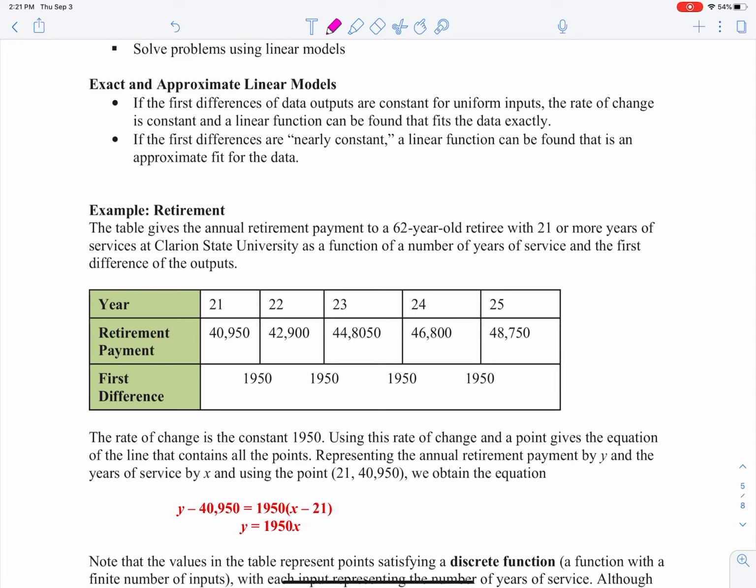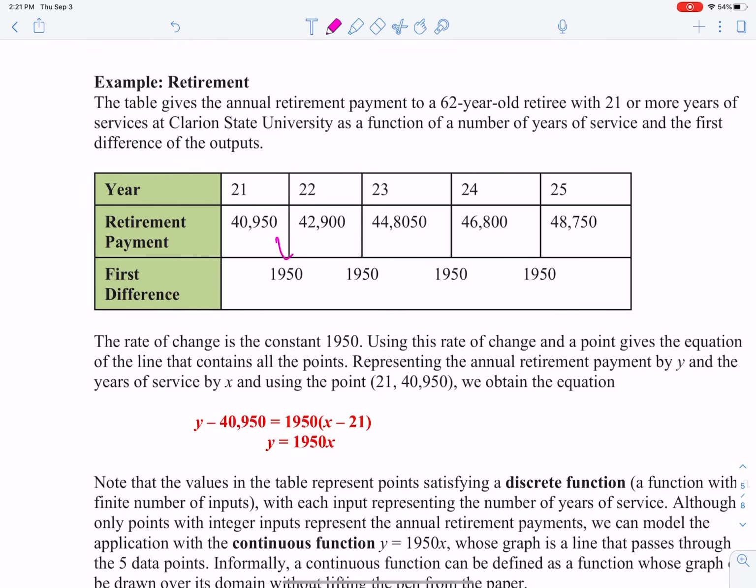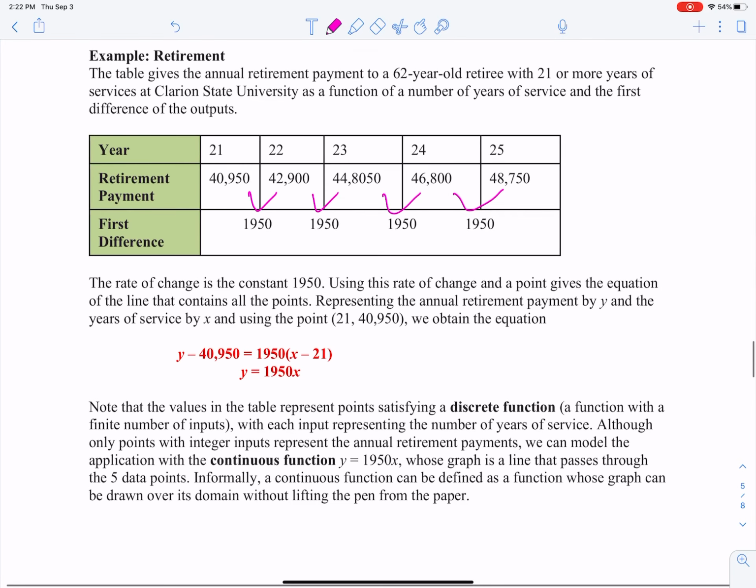If the first differences are nearly constant, a linear function can be found that is an approximate fit for the data, so a good approximation, not necessarily exact. All right, so what they're showing you here on this chart is the difference between each of these numbers each time is 1950. All right, so a constant change between the numbers means a linear function. So the rate of change is constant.